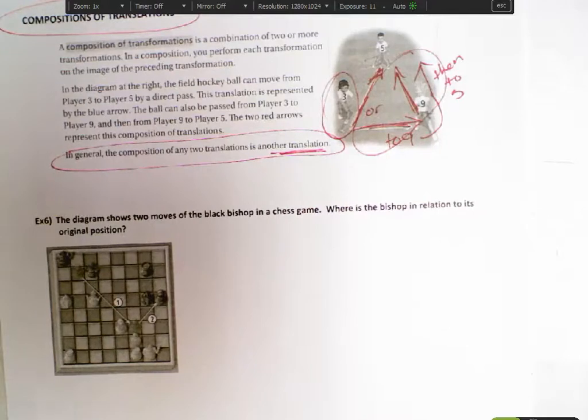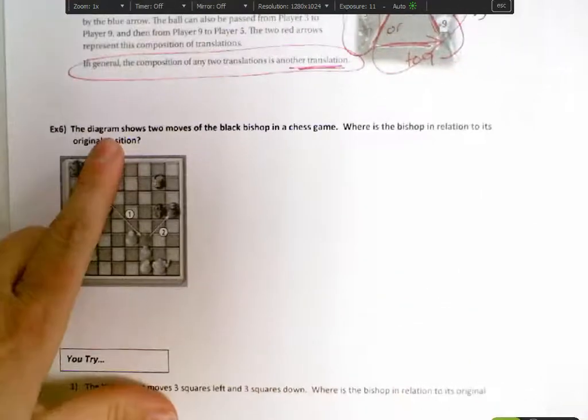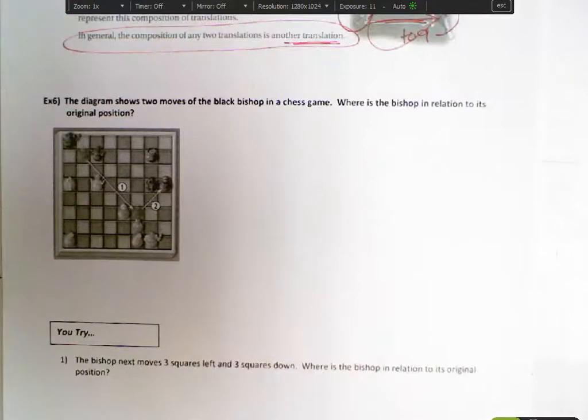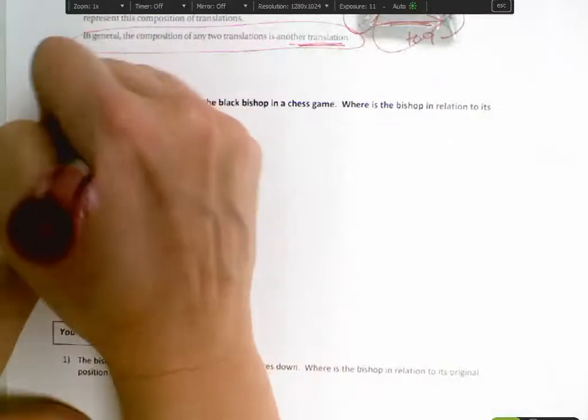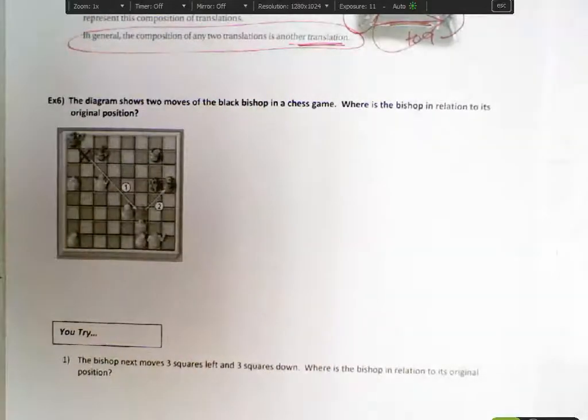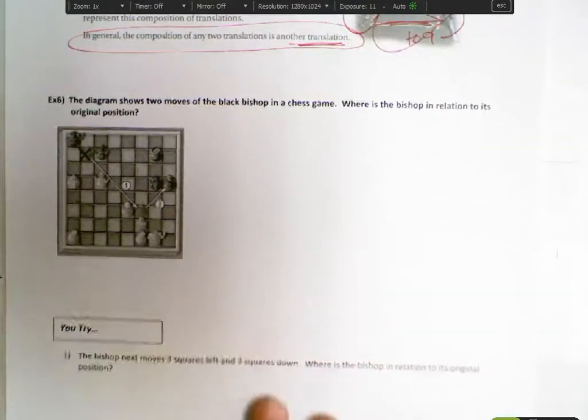So we'll work on these a little bit more. The other types of compositions get a little more tricky. Order of operations kicks in, but for now it's pretty easy. So the diagram shows two moves of the black bishop. So the black bishop started here. It's hard to see in the printout. And where's the bishop in relation to its original position?